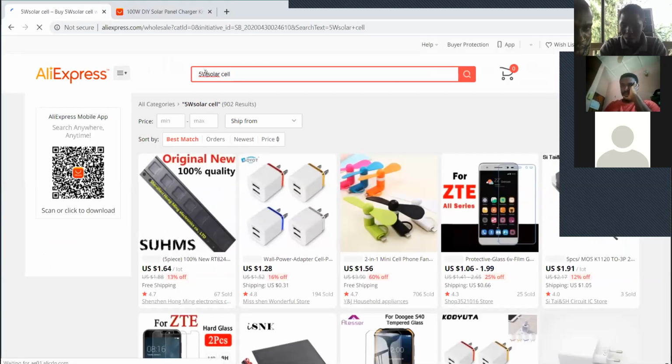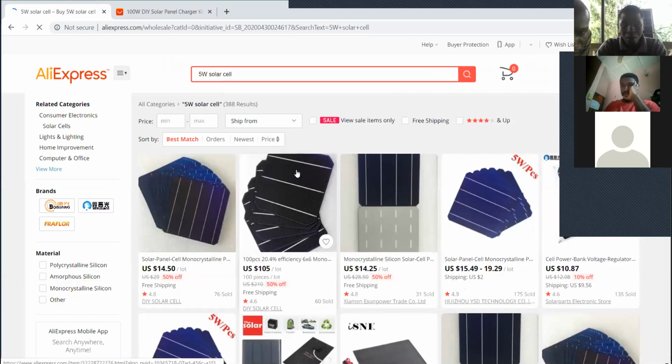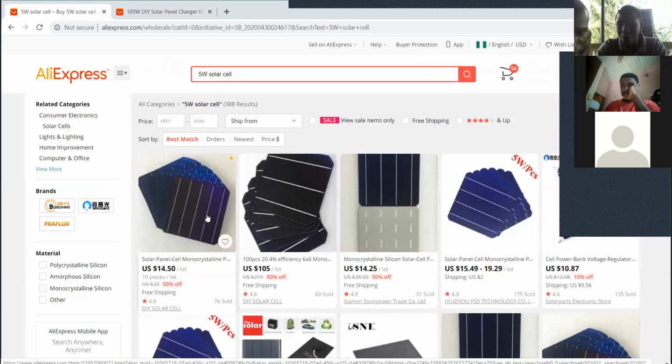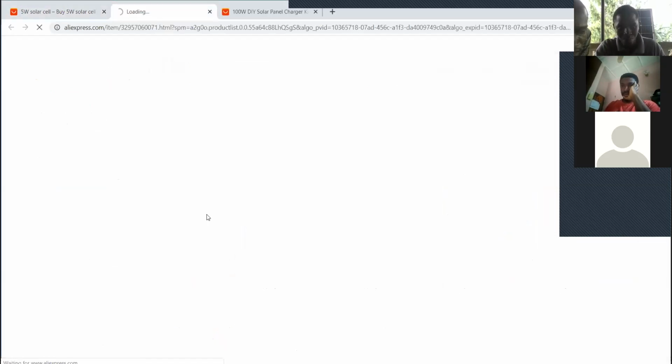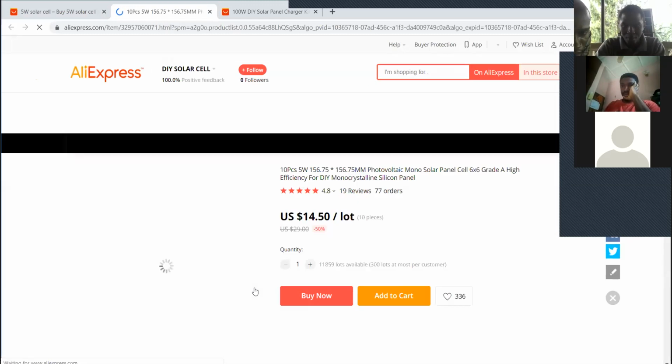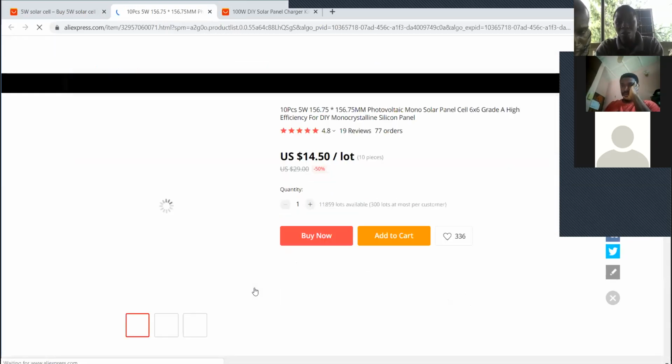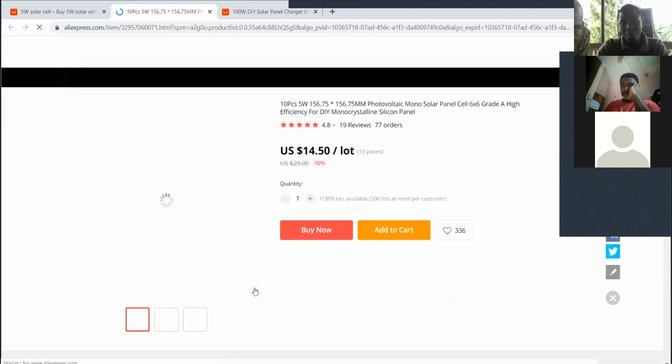Sorry, 5 watts. So this kind of cells, they were 5 watts. So please, can we just look up? I don't know if you can look at this place. You see 10, 5 watts. Can we see it? The dimension was given.